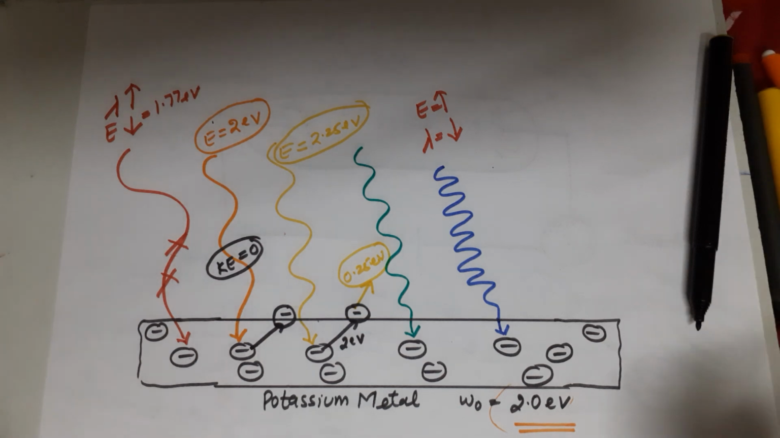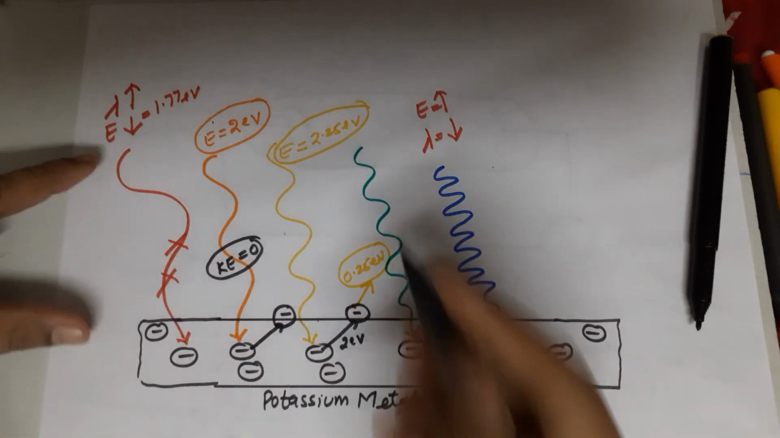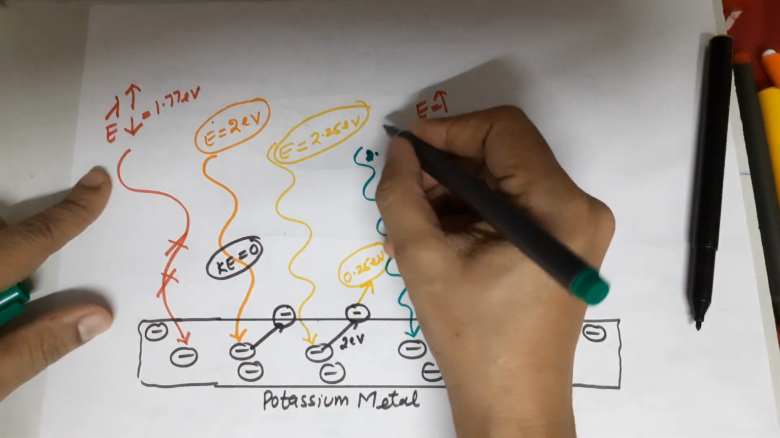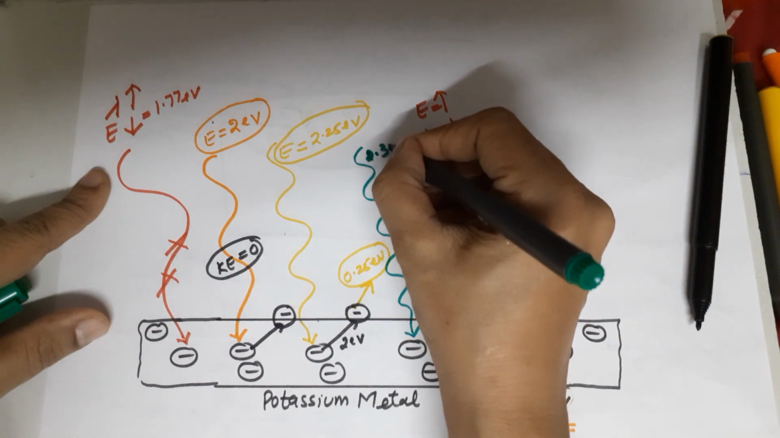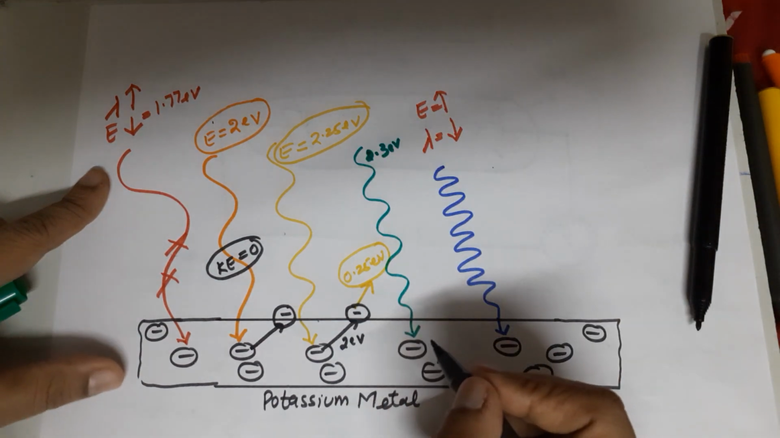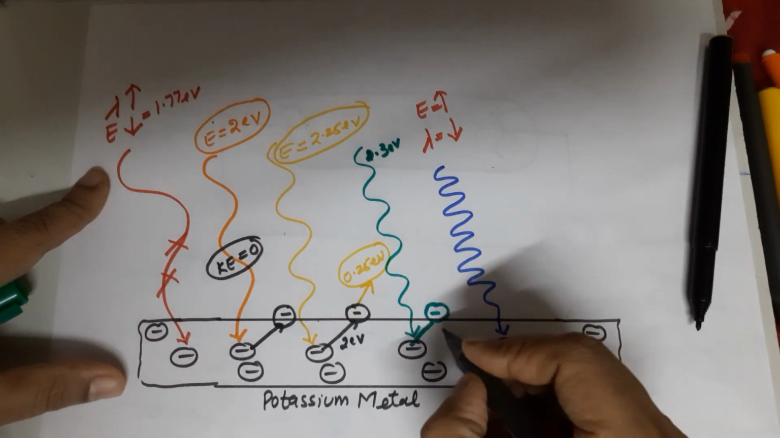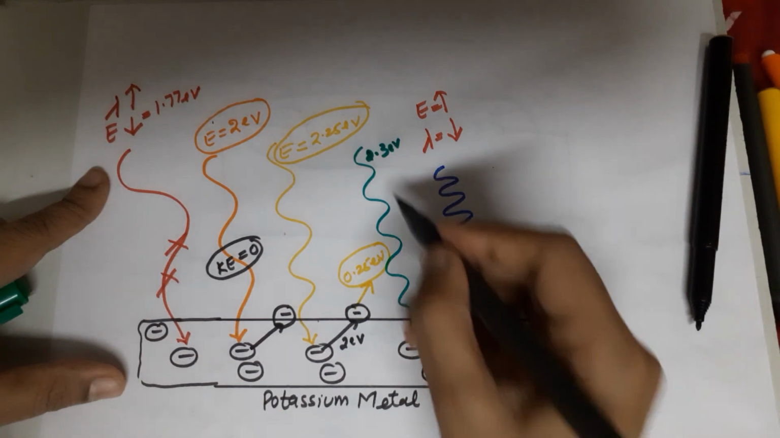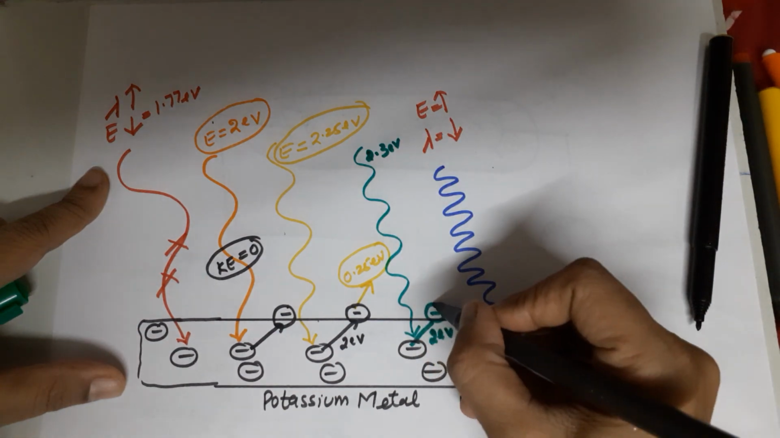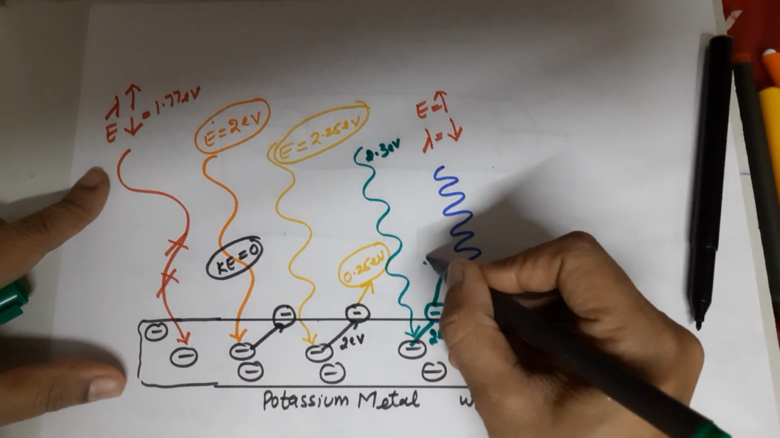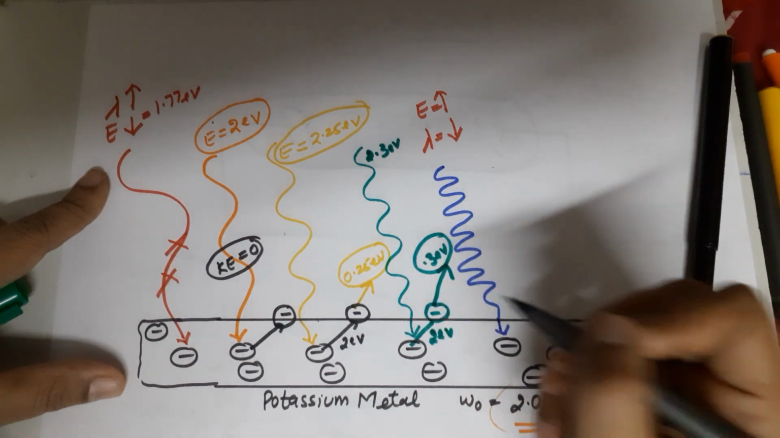Fine. Coming to the green component. The green component of the light has an energy of around 2.3 eV. If it has around 2.3 eV, then the first step would be to make the electron move up. This will require only 2 eV. You are left with 0.3 eV. So again you would find the photoelectric effect. You are using 0.3 eV for kinetic energy.